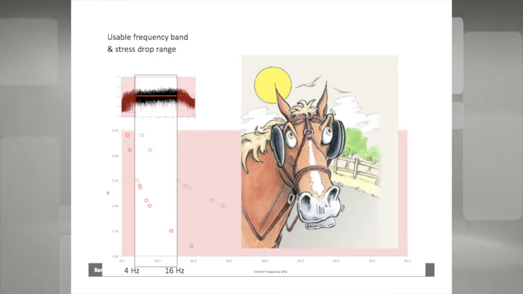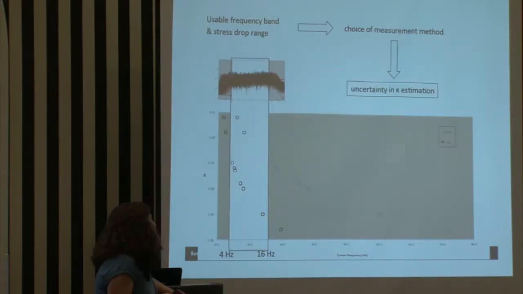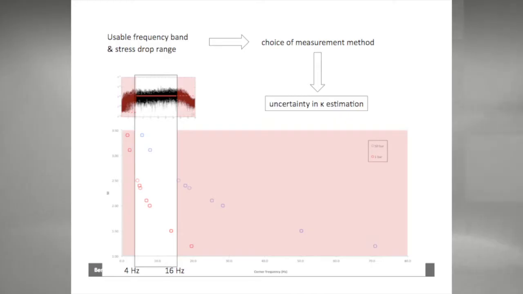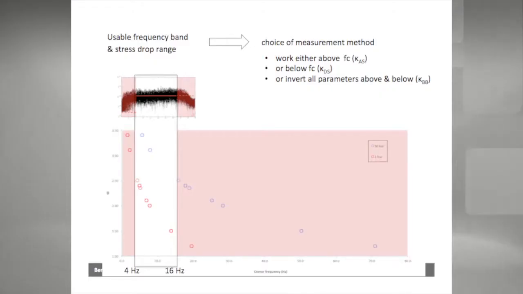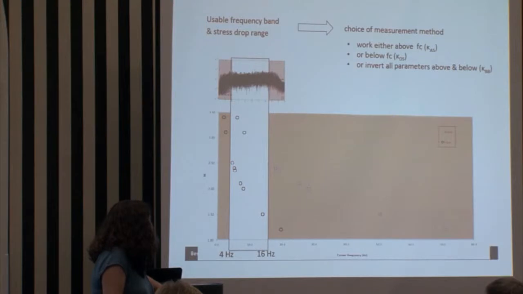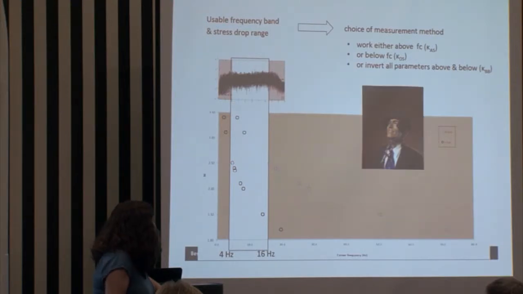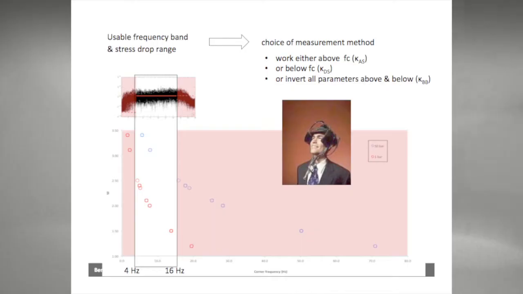And the best thing we can do, based on the possible stress drops and the range of what the instrument allows us to see, is choose our possible measurement methods, and that will map onto uncertainty for the Kappa estimation in the end. So we can either work beneath the corner frequency, above it, or use the broadband method to try and extract all the source, path and site parameters. So hopefully we can try to wear the blinders in a more stylish fashion and move on.